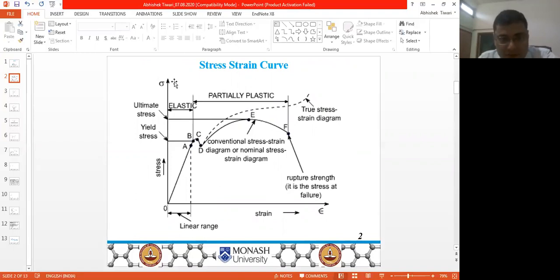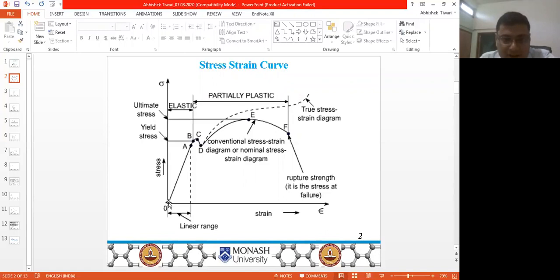So before I start the stress strain curve, what is stress and what is strain? Stress is equal to force upon area, that is P upon A, and strain is equal to delta L upon L, that is equal to elongation in length divided by initial length.